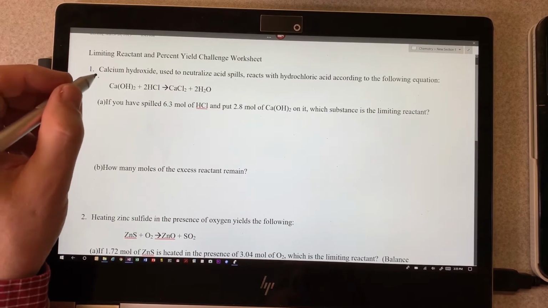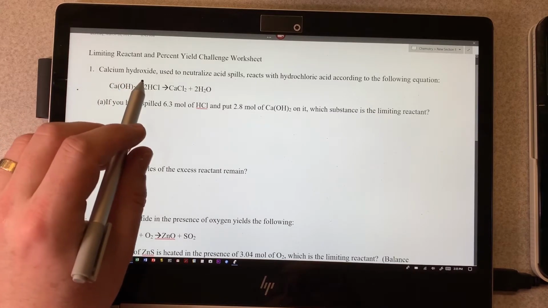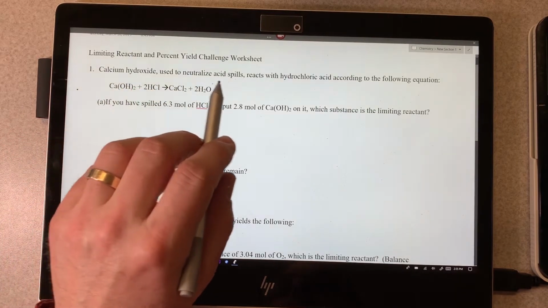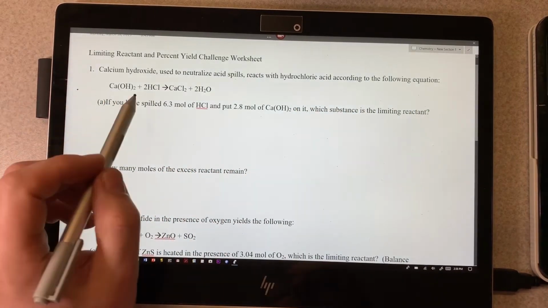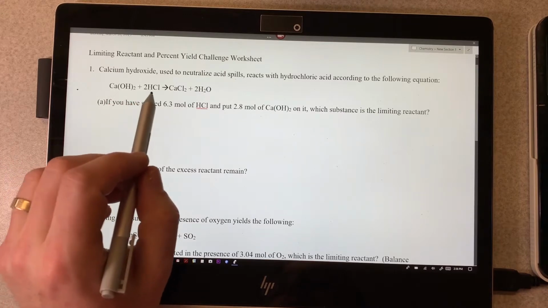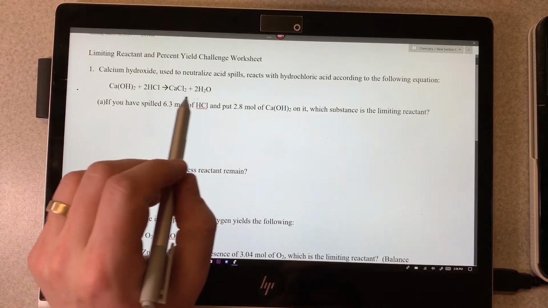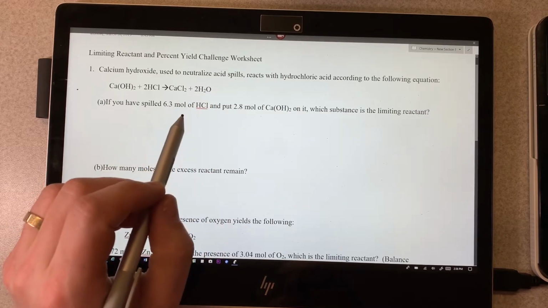Today we're going to take a look at a couple of problems. First one here, calcium hydroxide used to neutralize acid spills reacts with hydrochloric acid according to the following equation. All right, looks like I have 1 mole of calcium hydroxide reacts with 2 moles of HCl to form 1 mole of calcium chloride and 2 moles of water.